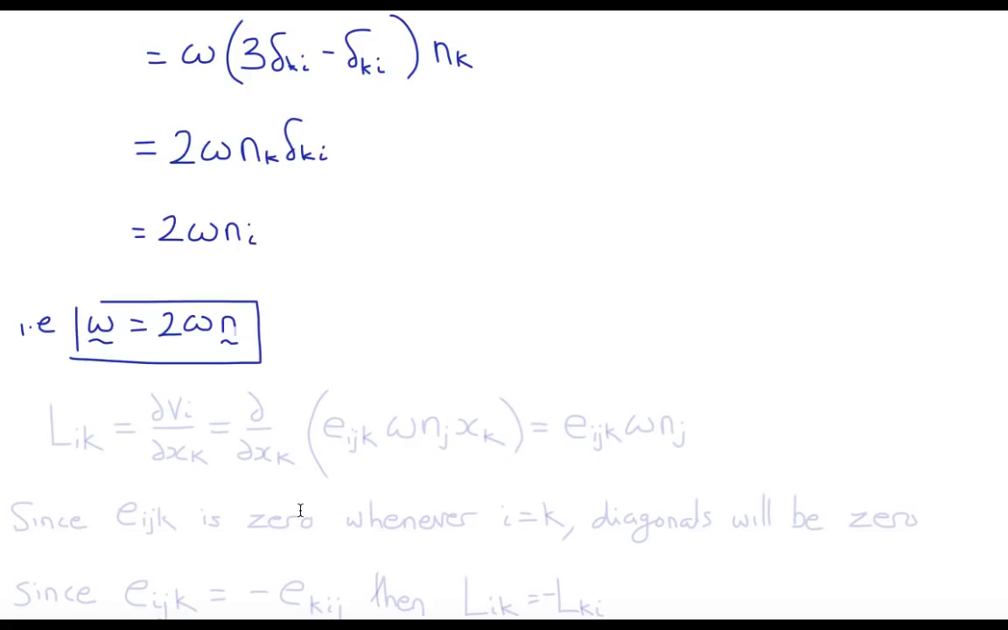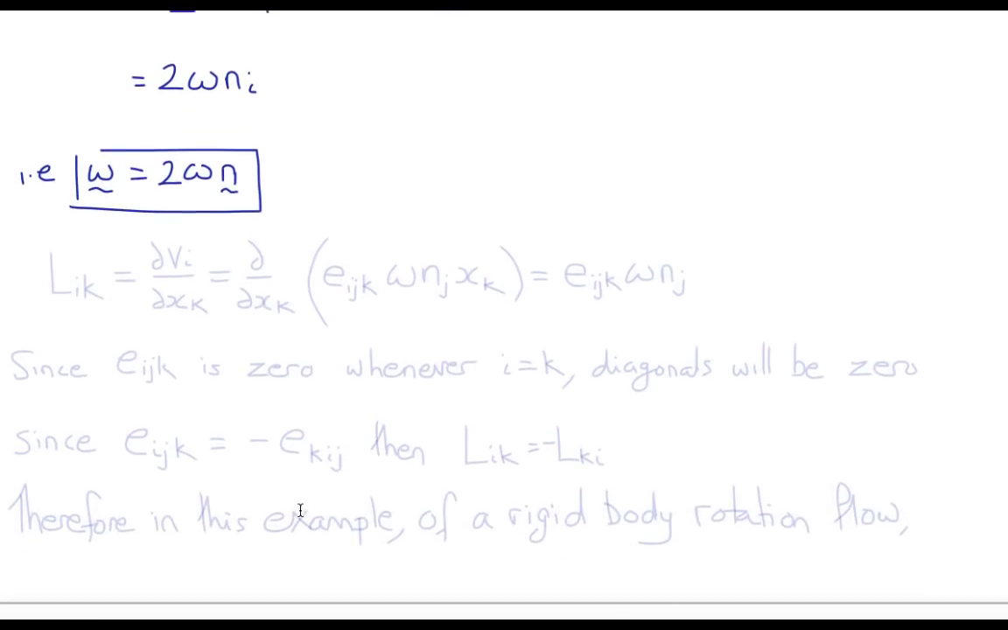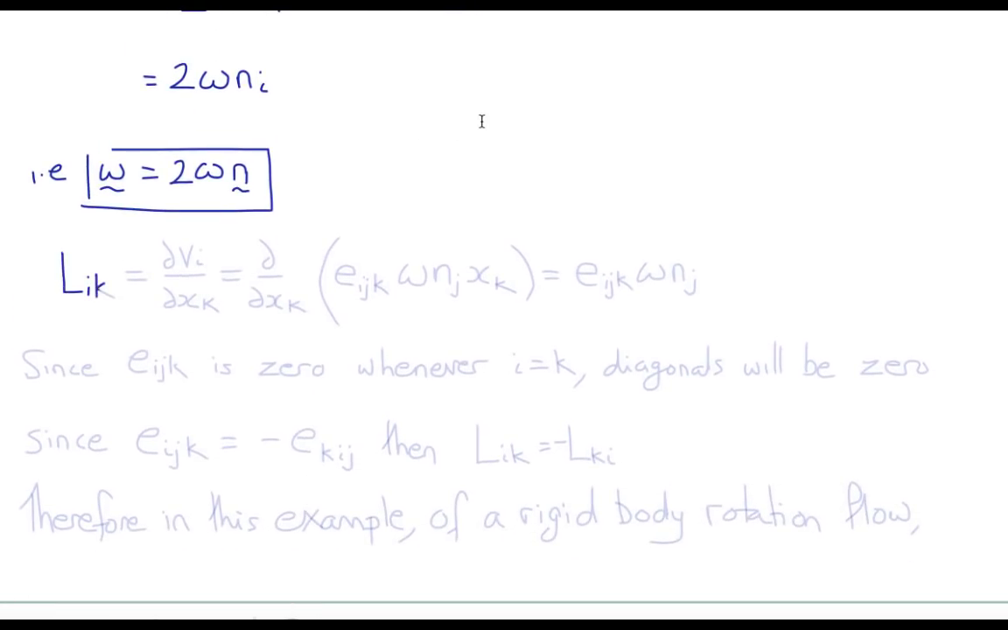So that's the vorticity vector. We can also compute the velocity gradient tensor L_IK as del V_I del x_K, which would therefore be del x_K of the original expression we wrote, which is epsilon_IJK omega n_J x_K. And since the only non-constant in here is x_K, del V_I del x_K is just epsilon_IJK times omega times n_J.